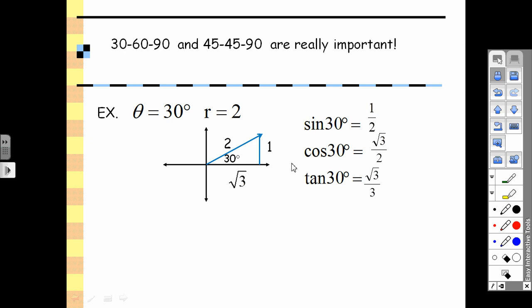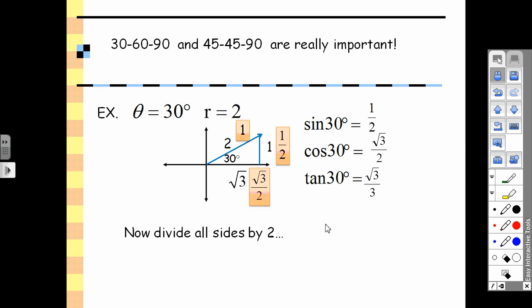Now, I ask you, what would happen if I divide all sides by 2? So take each one of these numbers and divide by 2. And look at what you get. There's sine, there's cosine. Isn't that cool? So the reason that we divided by 2 is because we wanted the length of this radius or hypotenuse to be 1 unit. Okay? Pretty neat.